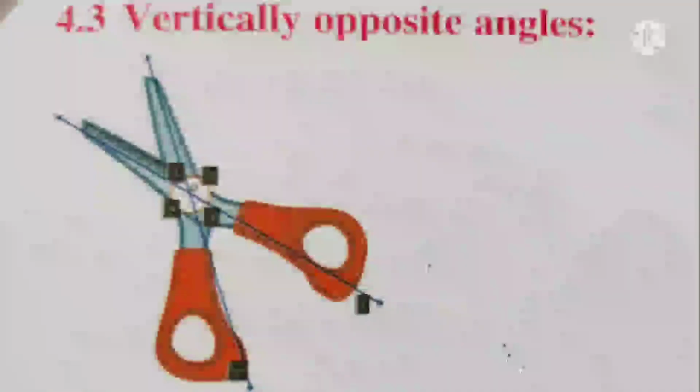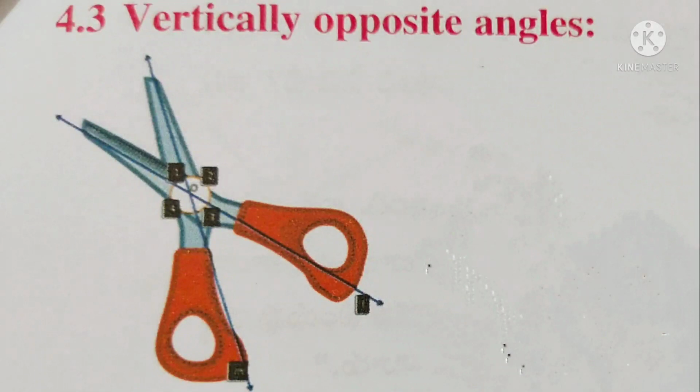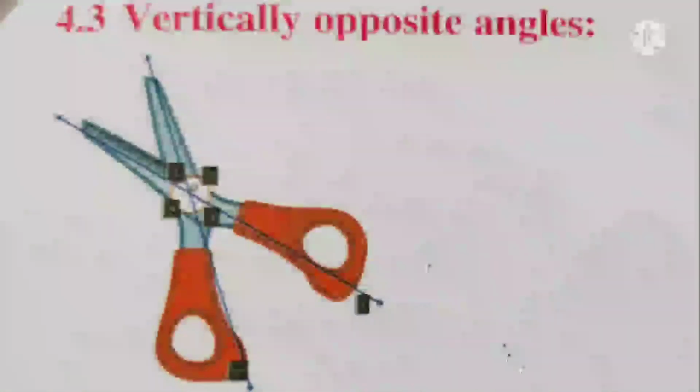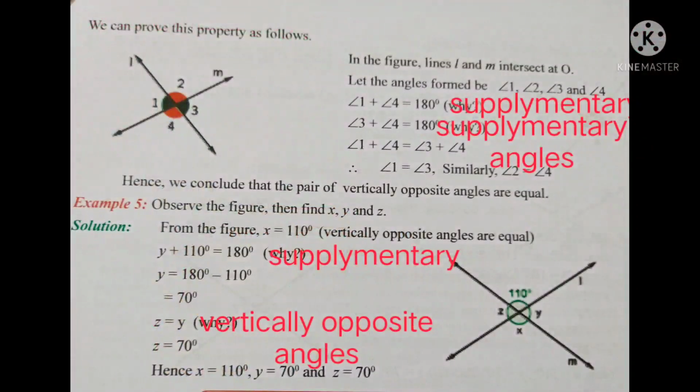Here in the scissors, two lines L and M intersect each other at a point O. Angle 1 and angle 3 are a pair of vertically opposite angles, and angle 2 and angle 4 are another pair of vertically opposite angles. Examples of vertically opposite angles are a glass table, a window with crossbars, and crossroads. Next, we can prove this property as follows.